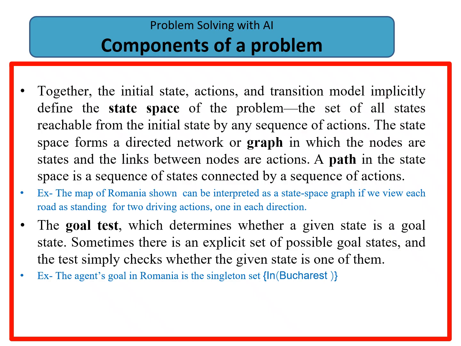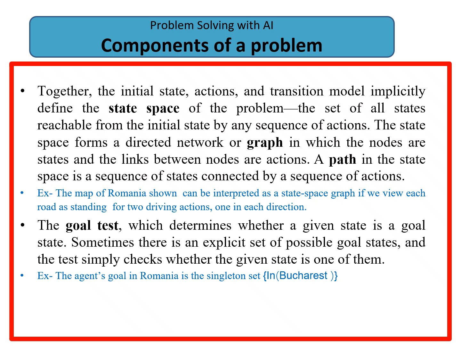So the successor is the state reached from the current state using one action. The transition model tells the agent what happens with each and every action. The state space is the collection of all the states that can be reached from the initial state through any sequence of actions, all possible states and all possible paths.